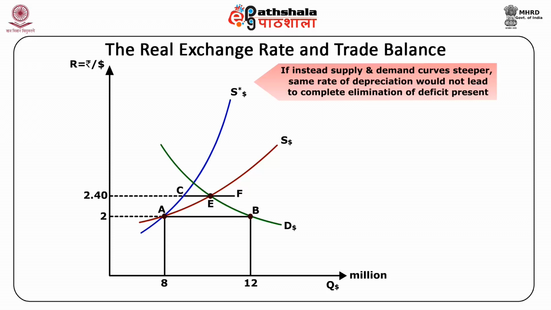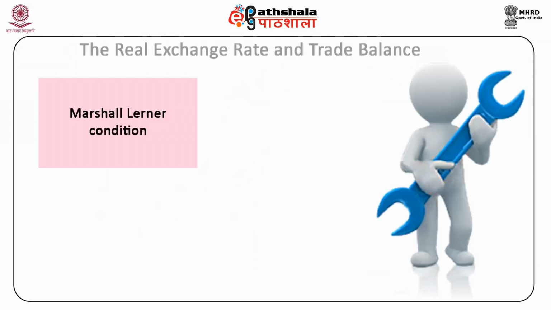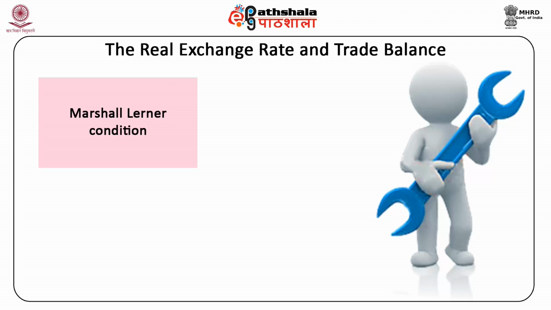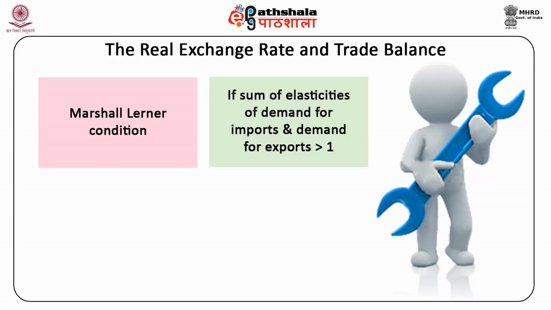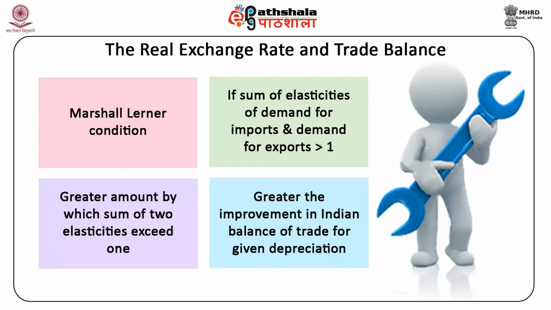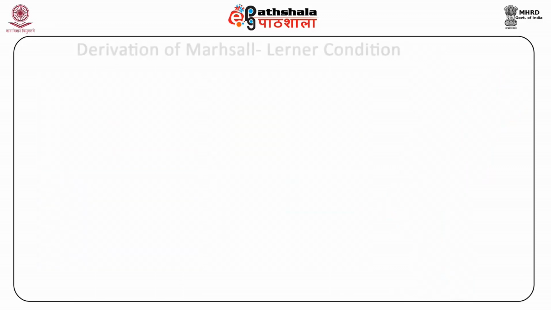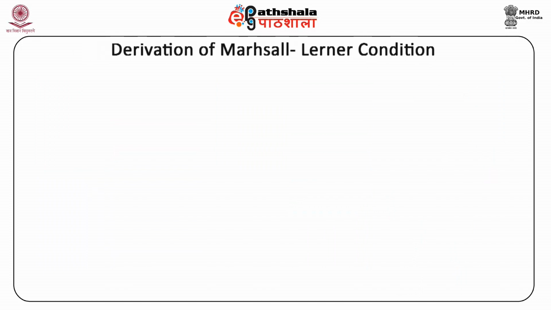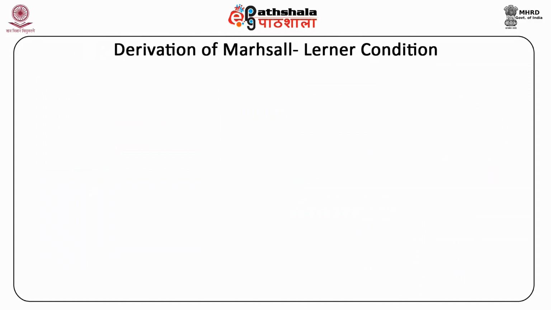The Marshall-Lerner condition states that the sum of the elasticities of demand for imports and demand for exports must be greater than 1. The greater the amount by which the sum of these two elasticities exceeds 1, the greater is the improvement in the Indian balance of trade for a given depreciation. In this section, we derive the well-known Marshall-Lerner condition.